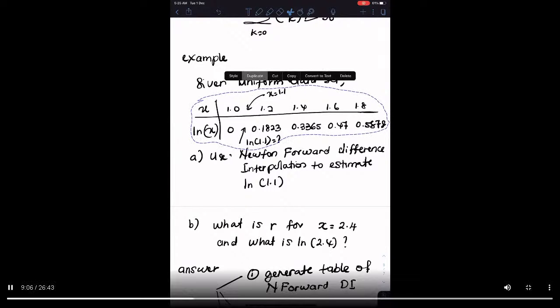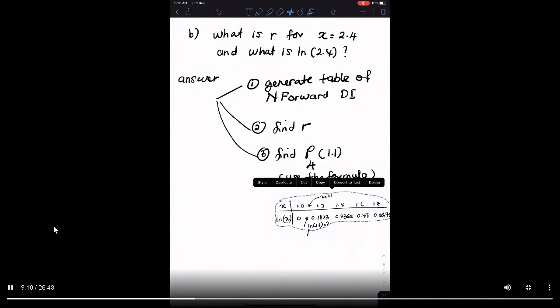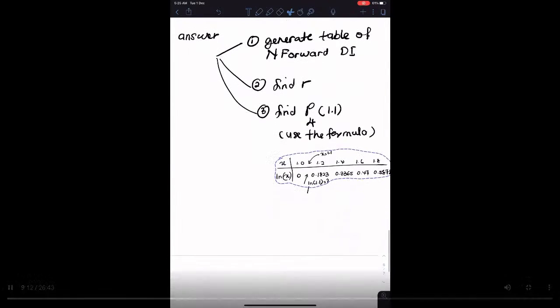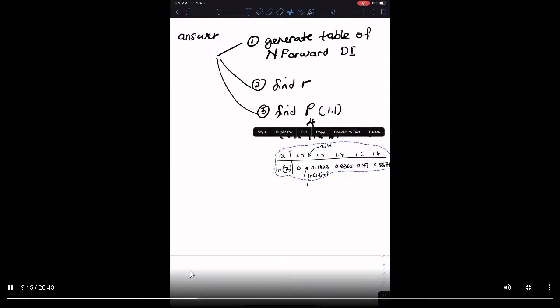I bring down the data so I don't miss it, because I can refer to y naught. From the data, you can see y naught is 0, y1 is 0.1881823, y2 is 0.3365, y3 is 0.47, y4 is 0.5878. So we have the data here.